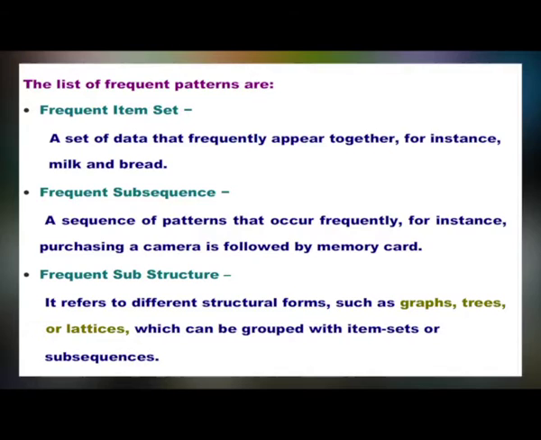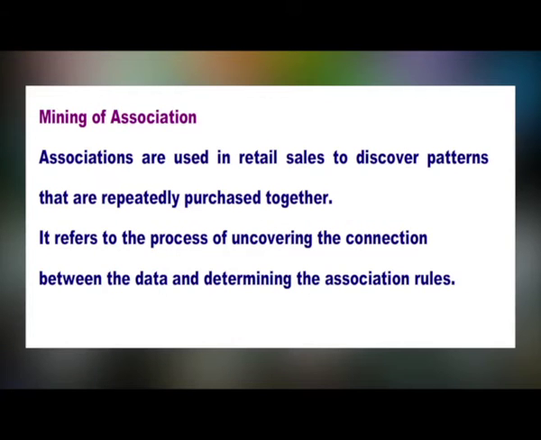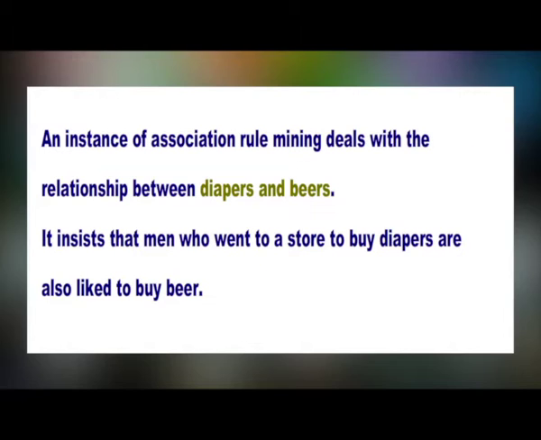The next topic is mining of association. Associations are used in retail sales to discover patterns of items that are frequently purchased together. It refers to the process of uncovering the connection between the data and determining the association rules. An instance of association rule mining deals with the relationship between diapers and beer. It insists that men who go to a store to buy diapers are also likely to buy beer.